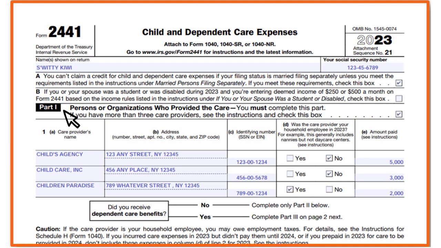So part one is actually about the persons or organizations who provided the care. So we're speaking about if you have a child care agency or some kind of organization. In our hypothetical example here, we have three agencies, three institutions, if you will. For every agency or organization, you have to put the address, their EIN, their employer identification number, and you also have to indicate the amount that you paid to the organization throughout the last 12 months. One thing I want to say here is that we are speaking about net amount, not gross amount, okay? And please make sure that you have your receipts ready, not a problem. So that's for part one.